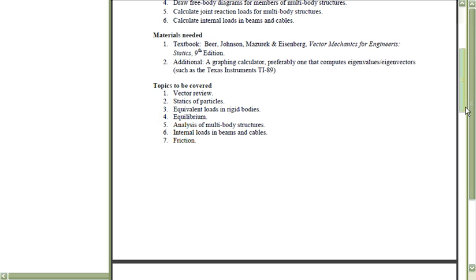So the topics that we're going to cover, we're going to start with this vector review. That's just going to be today. Then we're going to talk about particle statics. What's the difference between particle physics and rigid body physics? Those are kind of the two things that we're breaking it up into. With particle physics, we're assuming that we're treating an object as if it has no size, okay? So there's no such thing as moments. Every force we treat as acting through the center of the object, okay?